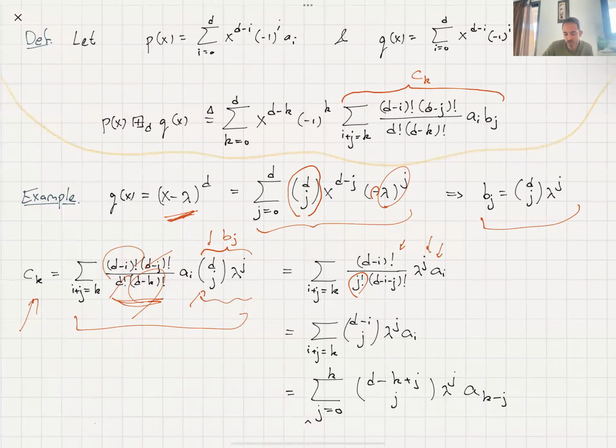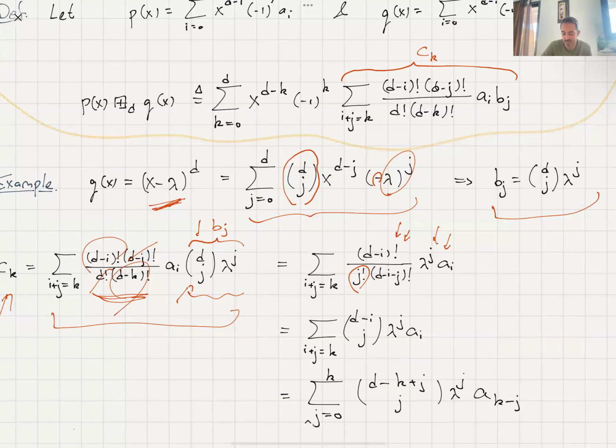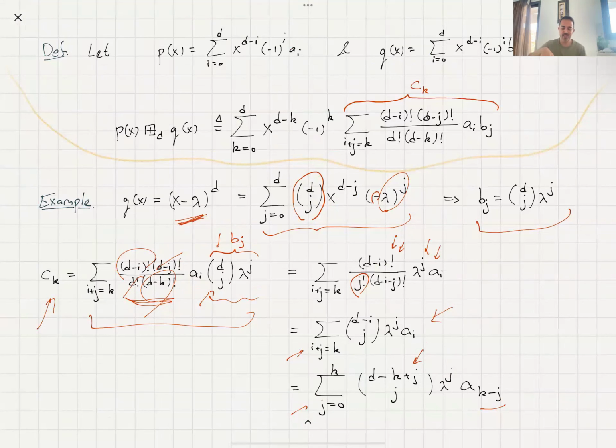Now, this ratio of factorials is exactly d minus i choose j. So you get this expression. And then, to omit one of the indices, to omit i, because we are given k and want to figure out what ck is, j determines i. So let's just go from j equals 0 to k, those are all the values you can take, and replace i by k minus j. It appears both here, and that's what you get. So that's ck.